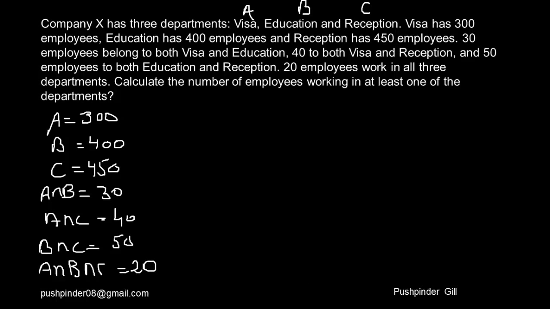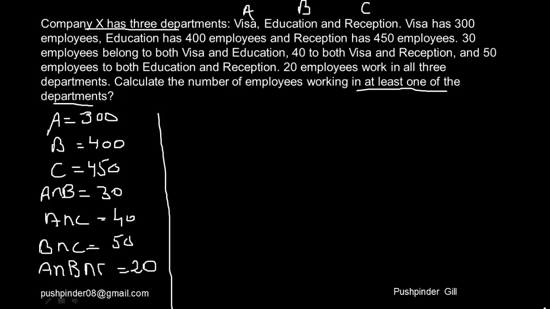So calculate the number of employees working in at least one of the departments. So how do you calculate that? You calculate the number of people working in at least one of the 3 departments. Now there must be a question rising in your mind. What if neither of them works in any of the departments? So you can see there, company X has only 3 departments. If they do not work in any of the 3 departments, that means they're not working in company X.